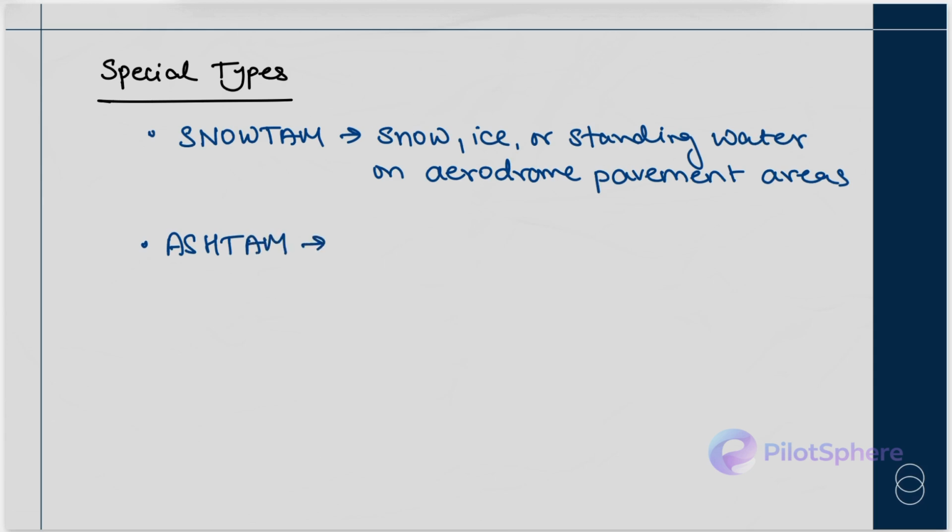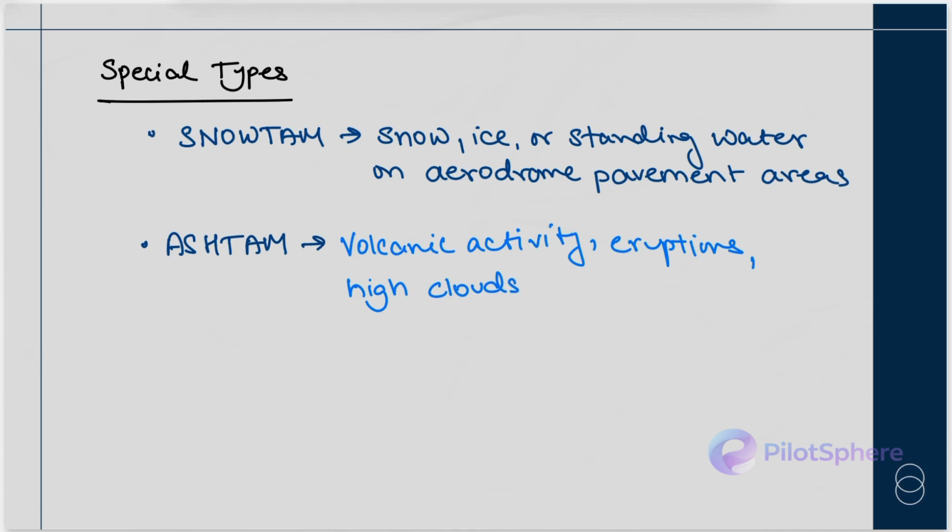The next is ASHTAM. ASHTAM is volcanic activity, any eruptions, or any high clouds for that matter also. These are also options for ASHTAM. So ASHTAM and SNOTAM are the two special types.